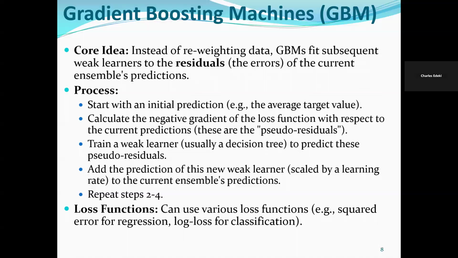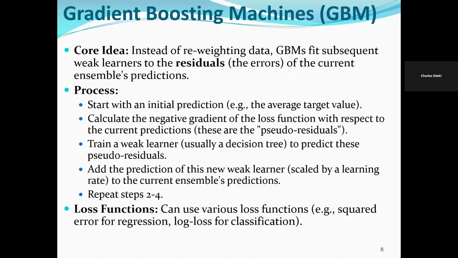Again, various loss functions can be used, for example squared error for regression or log loss for classification. Let me say gradient boosting. In neural networks we talk about gradient descent and loss functions, and it is the same idea here. If there is no question, I think we have almost finished with the algorithm.